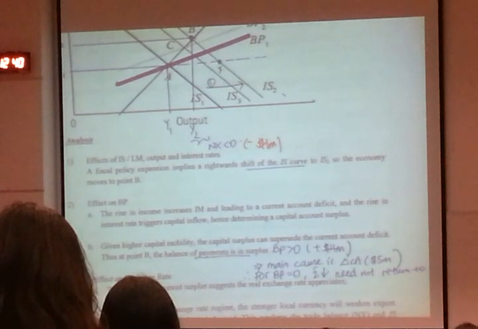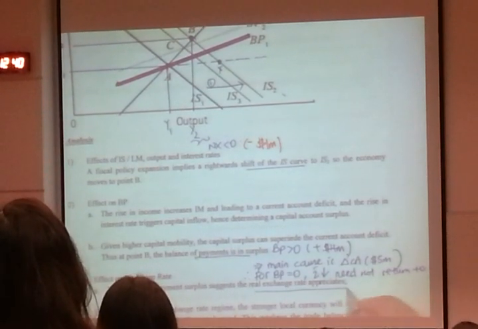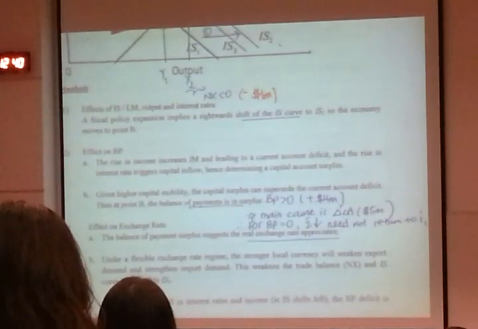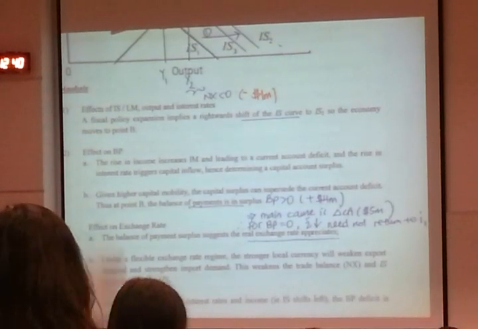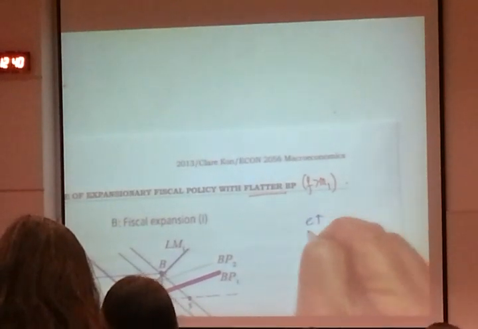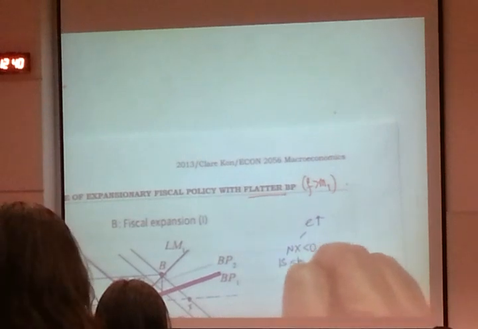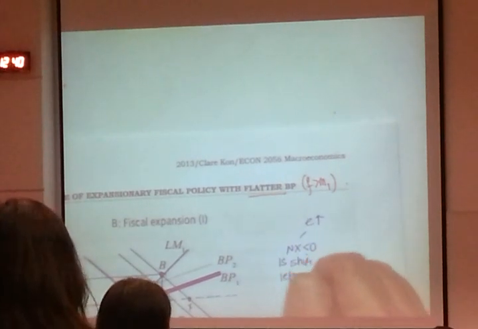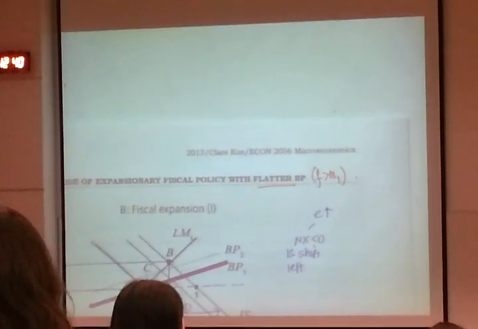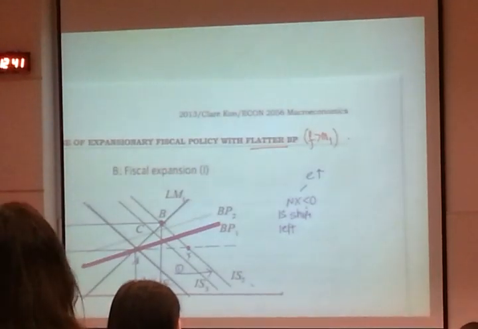So the BP was a surplus. Okay, the currency appreciates in real terms. Okay, we're going to do it on top. It's easier to see. So E went up. So I know NX negative. IS will have to shift left. Okay, so I look at my diagram, okay, and I double check.